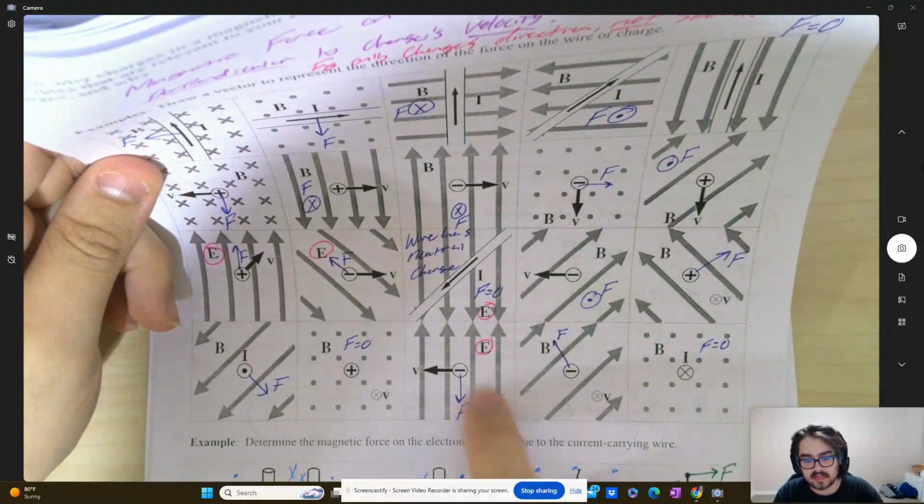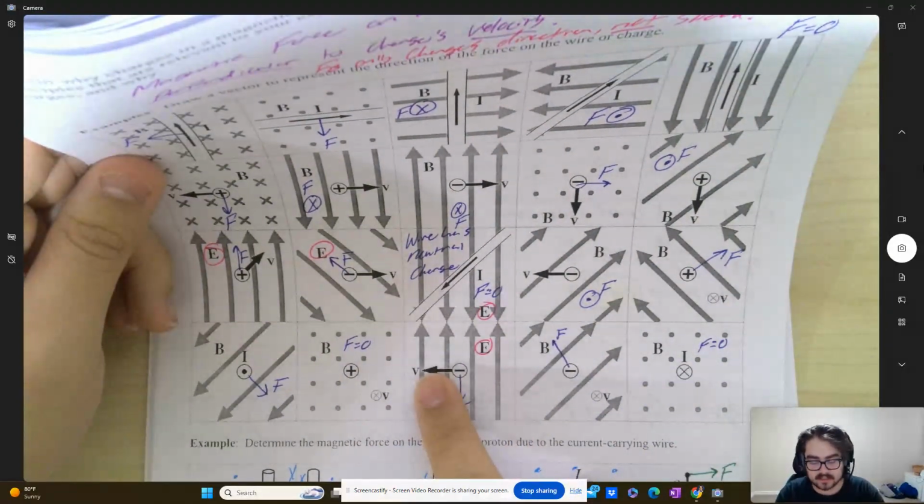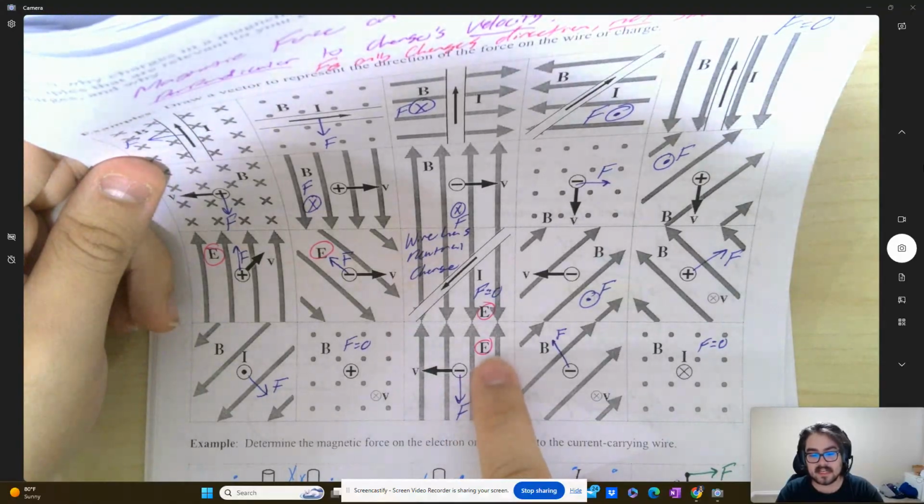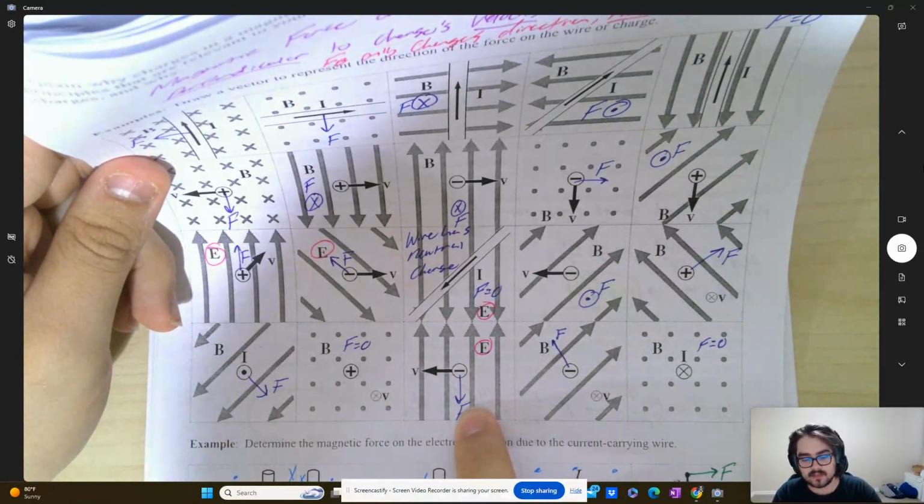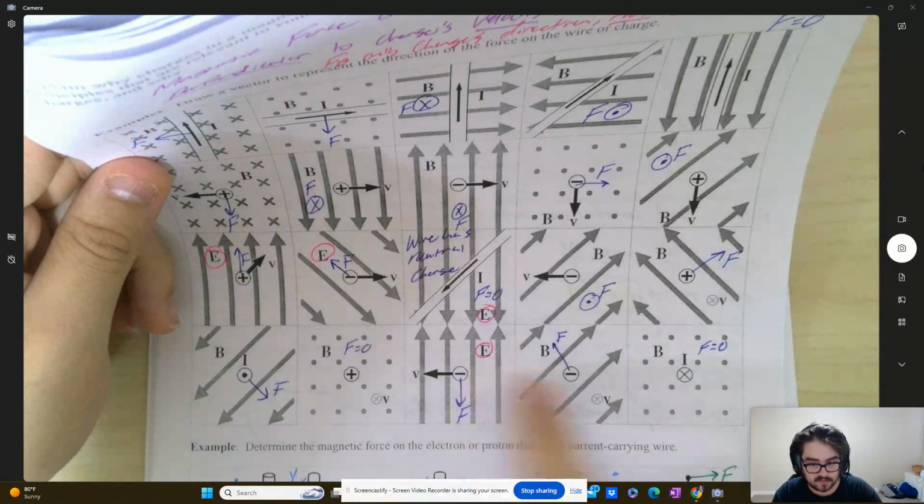Here you see that again, it's moving to the left. This would be left hand rule, but this is an E field, so you actually don't need to even use the left hand rule. Okay, and you would get the force going down because it opposes the E field.